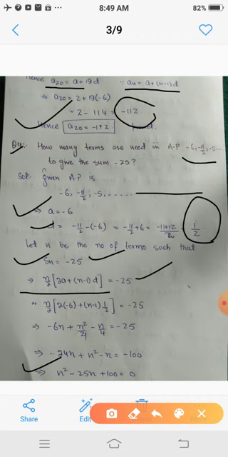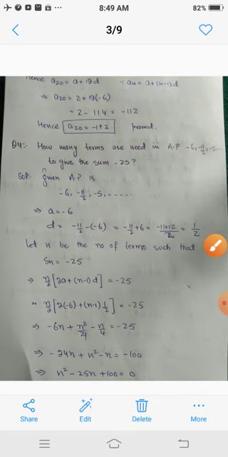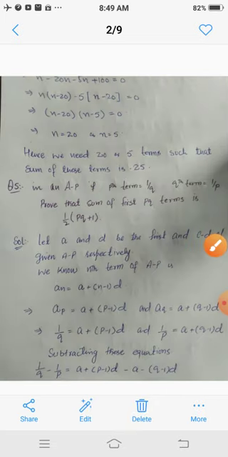So by splitting the middle term, minus 25 can be written as minus 20 minus 5, because minus 20 plus minus 5 equals minus 25, and their multiplication is 100. This implies that n square minus 25n plus 100 equals n square minus 20n minus 5n plus 100.